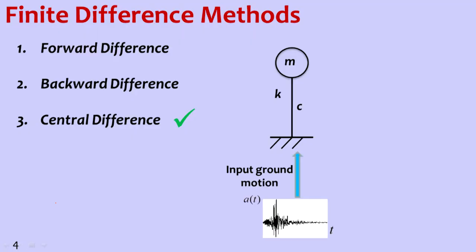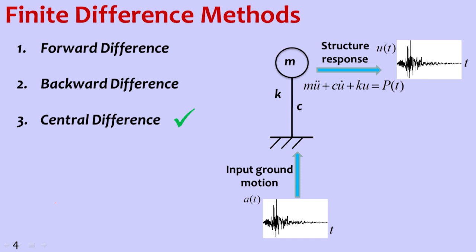So, how does it work? Let us discuss this. As you can see, the idealized structure, a single degree of freedom system, is here. Mass is given, damping is given, and stiffness is given. So, the inertia force, damping force and stiffness force combination is equal to the applied force. This is the applied force. How do we get P? P of t is equal to minus m a, where the acceleration value is given. Now we need to find the response of the structure. How do we solve this?